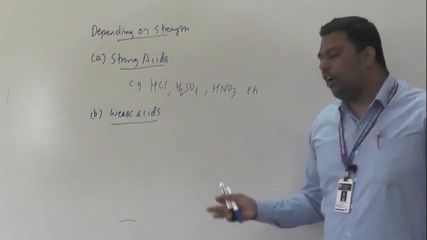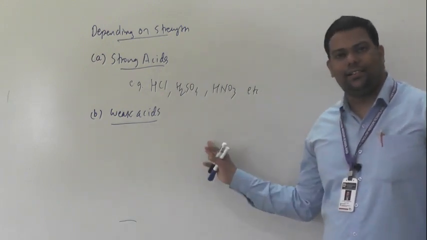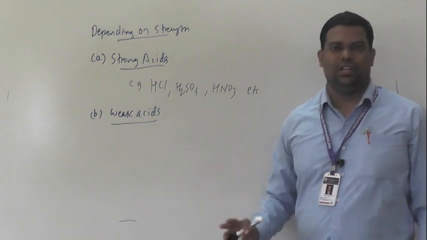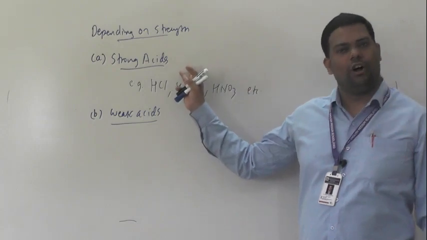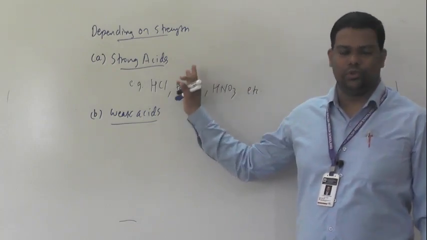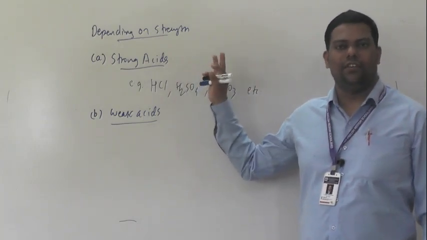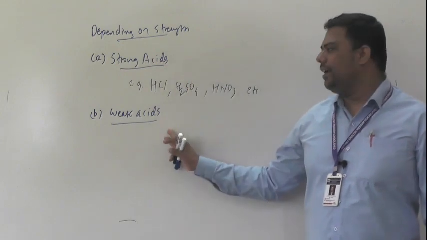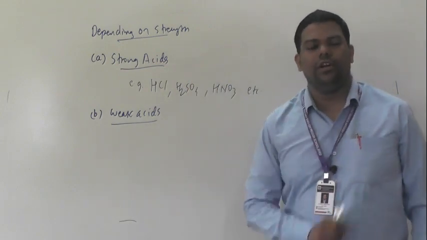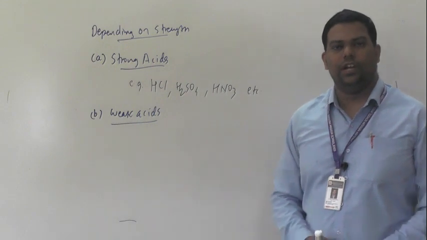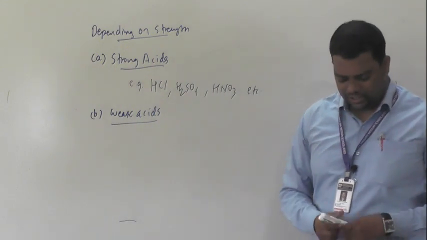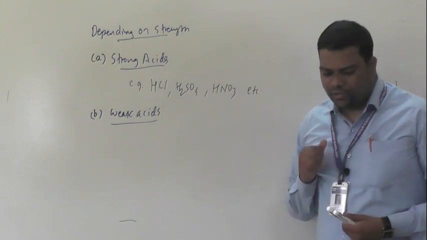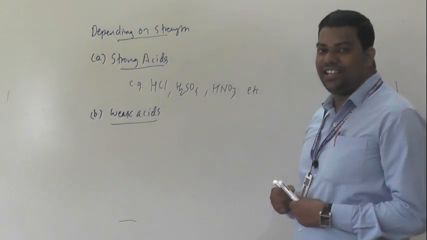So what will come here, beta? Weak acids have a lesser degree of dissociation, and for your strong acids, a higher degree of dissociation. Means the value of alpha is higher for strong acids, and for weak acids the value of alpha is lesser. Alpha is the degree of dissociation. Understood? Mostly we will see organic acids, which are weak acids.